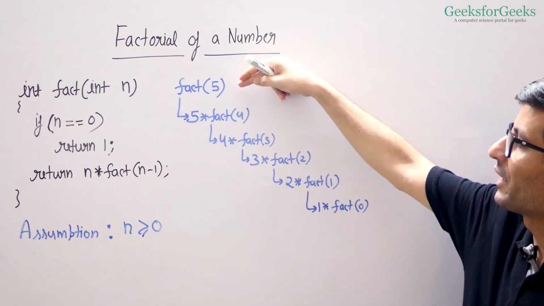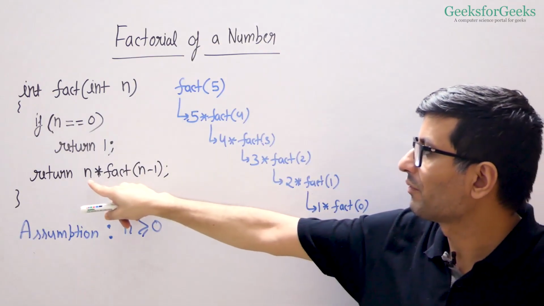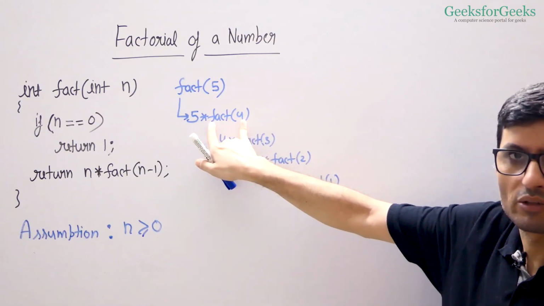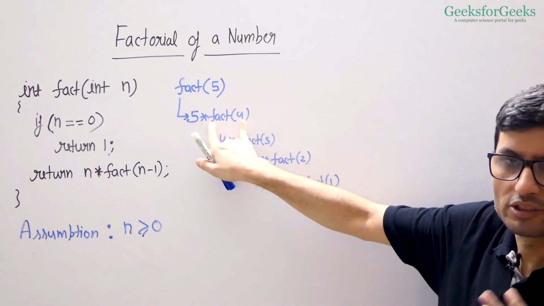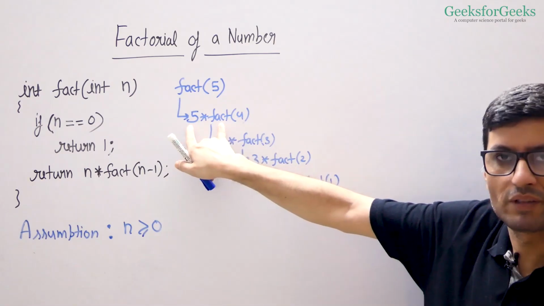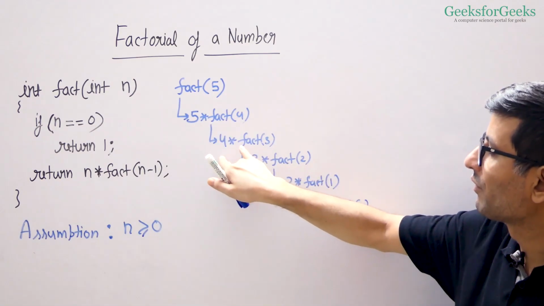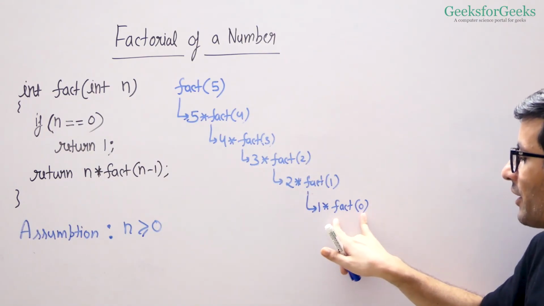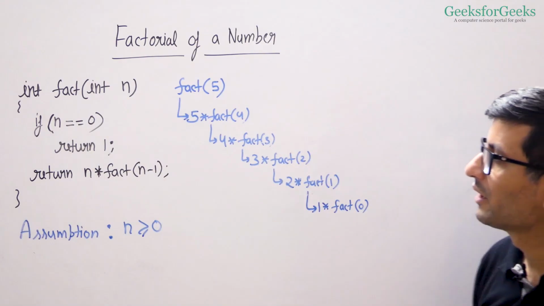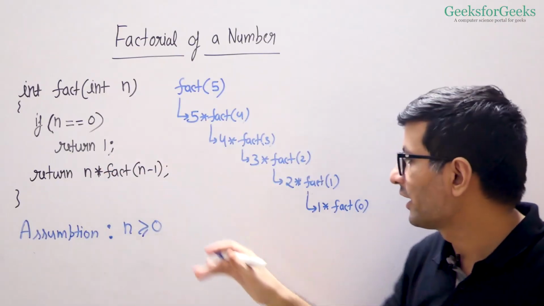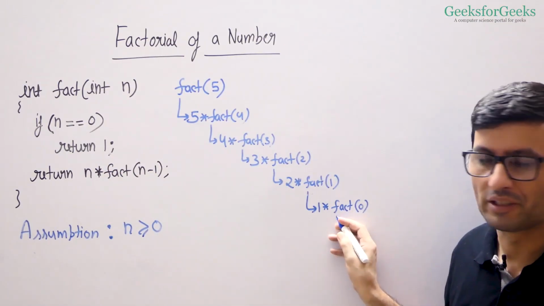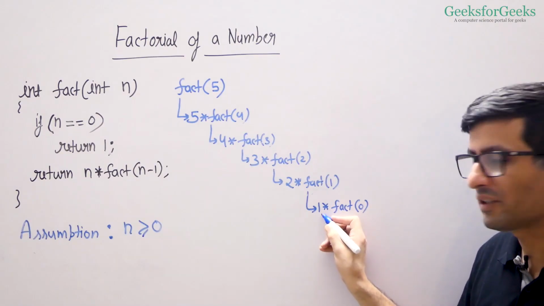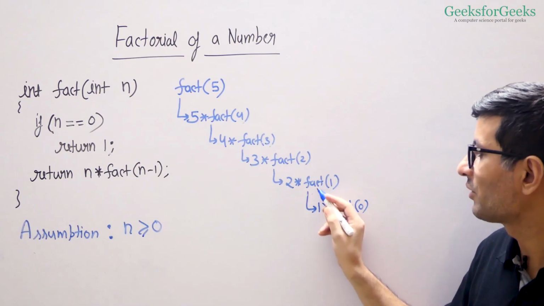So when you begin with factorial 5, what will happen? It will call for 5 into factorial 4. So it will mainly call for factorial 4, wait for the result to come so that it can multiply it with 5 and return the result. Factorial 4 will wait for factorial 3, 3 will wait for 2, 2 will wait for 1 and 1 will wait for 0. When the control comes here, it will fall into the base case and it will return 1 to its parent, and parent will take this 1, right, and multiply with this 1, and parent will return 1 into 1 to its parent.